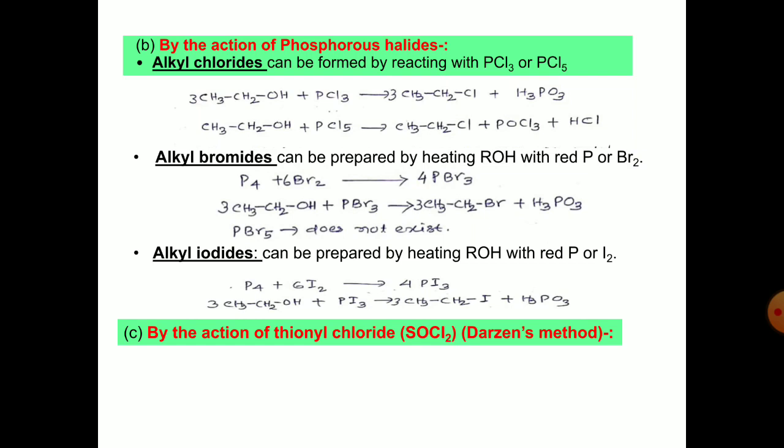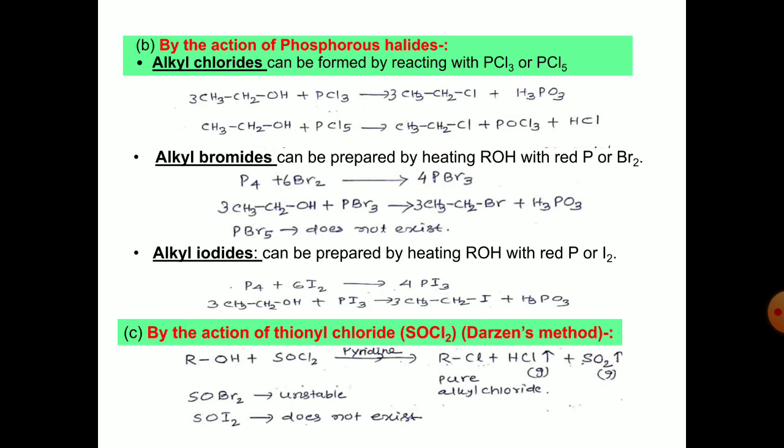By the action of thionyl chloride, students, alcohol can react with thionyl chloride to give alkyl chloride. This is the purest form. I am just giving you an example. ROH plus SOCl2 in presence of pyridine will give RCl plus HCl plus SO2. It gives the purest alkyl chloride because the byproducts like HCl and SO2 are gases. SOBr2 and SOI2 are not used because SOBr2 is unstable and SOI2 does not exist.